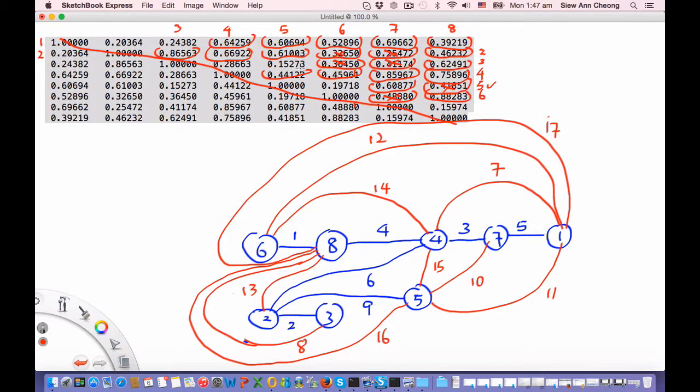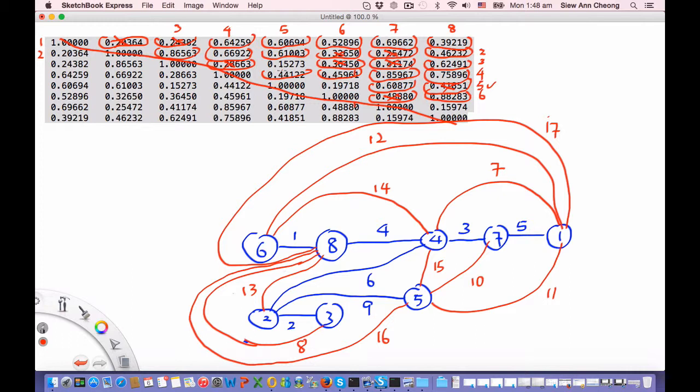And next will be 0.24 here. 3 and 1 is also not possible without crossing anything. 0.28, oh dear, I've missed this out. So this is between 4 and 3. Is that possible? 4 and 3 is also not possible. Then finally I have 0.20364 between 2 and 1. 2 and 1 is also not possible.